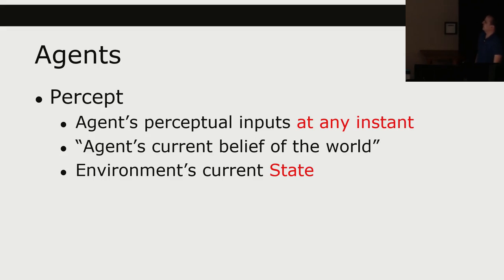And agents, okay, more definitions. So a percept is an agent's perceptual inputs at any instant. And so it's the agent's current belief of the world. And the thing that we're going to be using for the rest of the course, we're not going to talk about percepts anymore, because that's just how it observes it. But the important part is that's the environment's current state. And so typically what we do whenever we're doing any sort of AI is we'll have a state of an environment. That's like taking a picture of the environment that we're then going to make a decision on.